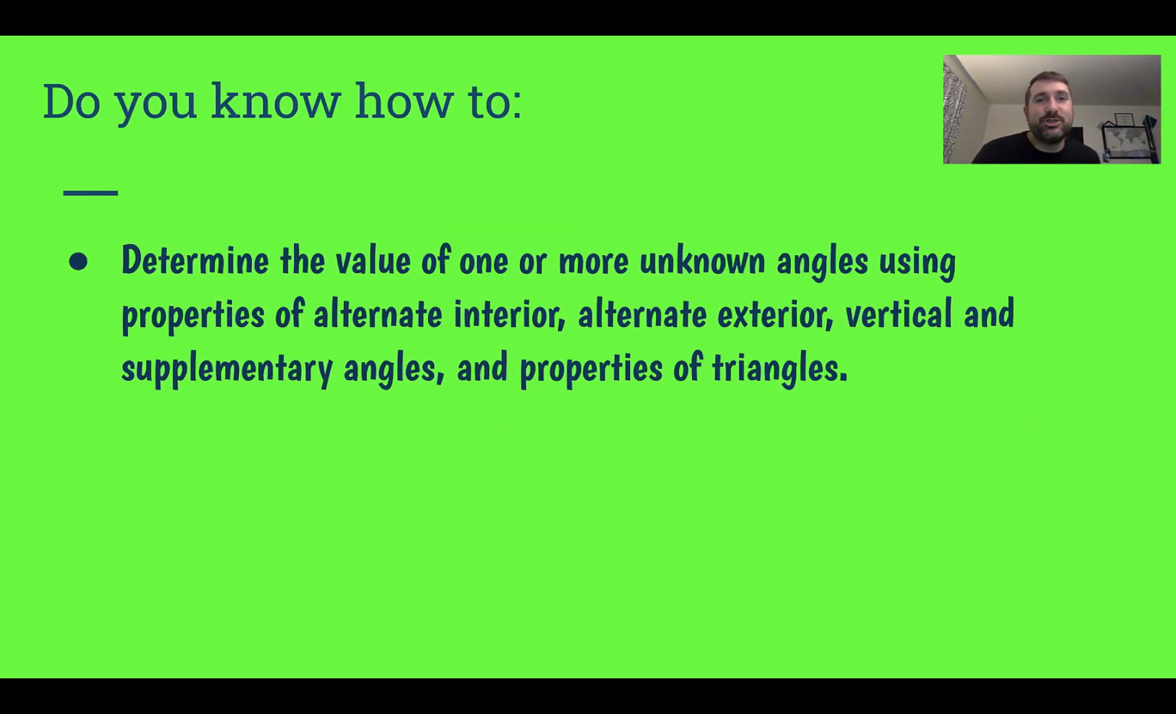So after this lesson, do you now know how to determine the value of one or more unknown angles using properties of alternate interior, alternate exterior, vertical, supplementary, adjacent, and properties of triangles? If you're not sure about those things, go back and rewatch parts of the lesson to deepen your understanding of angles. And that's the end of lesson 2 on transversals.